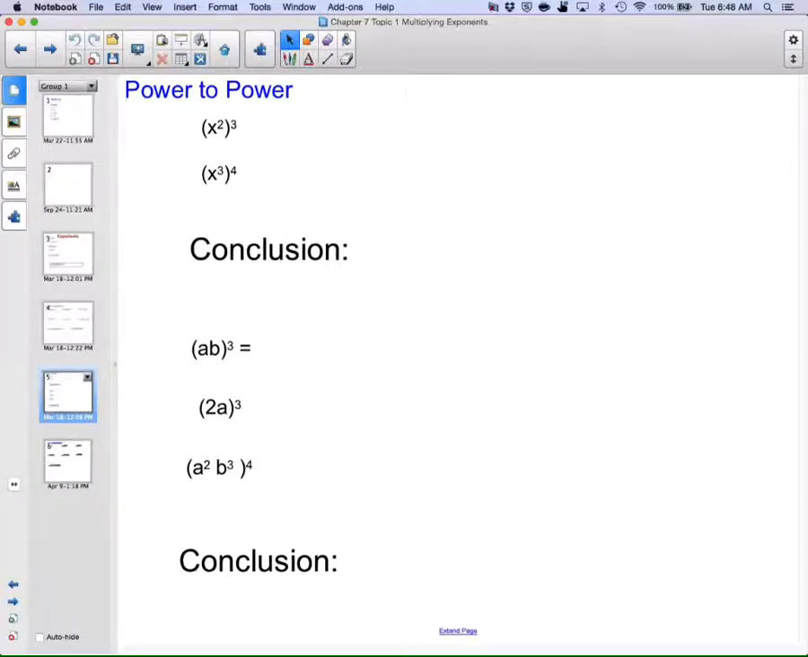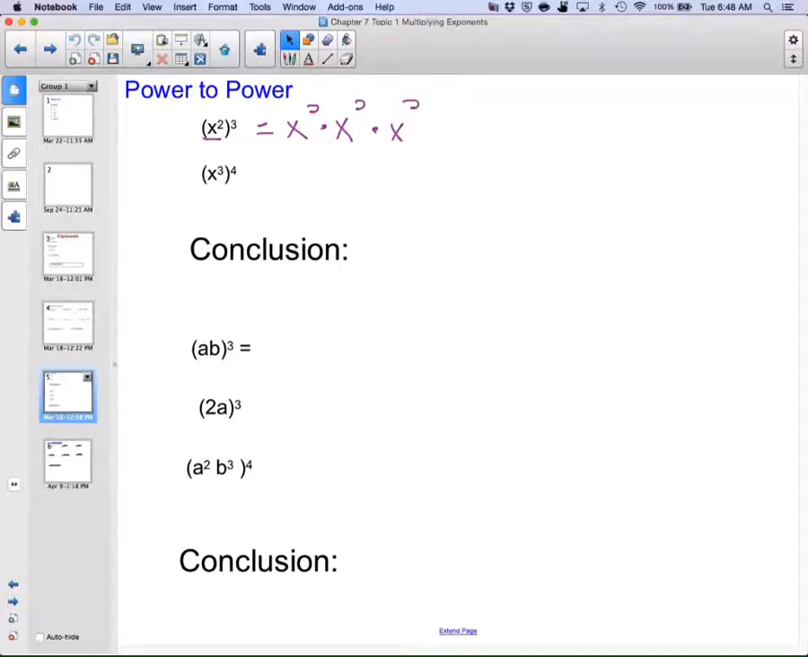Okay, next up on this first section is the power to a power rule. That's different than multiplying an exponent or a power by another power. In this case, we're taking a power and we're raising it to another power. So if we look at the first example, you'll notice that x squared is being raised to the third power. That's just like saying x squared times x squared times x squared, 3 times.